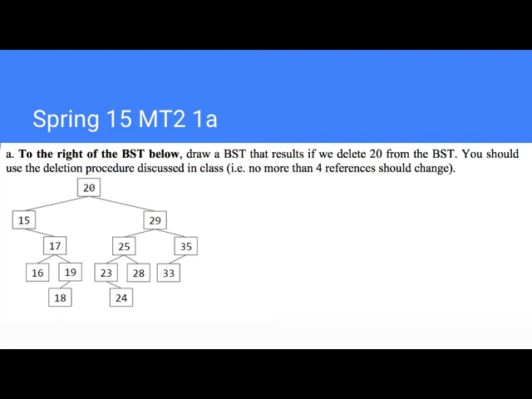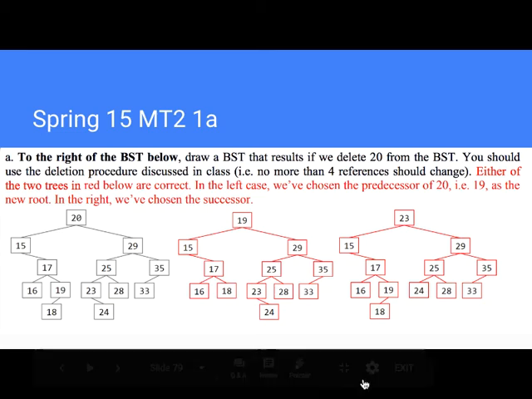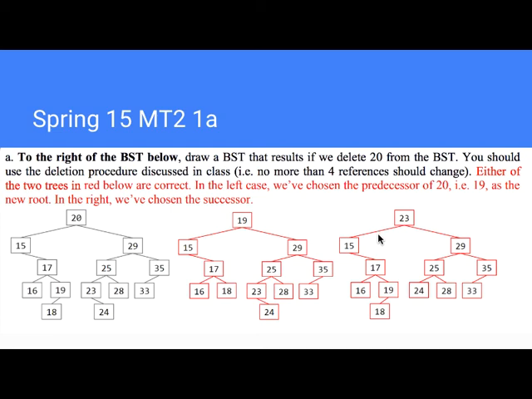Cool, so let's go over the solution for this question. There are two possible solutions. One is moving the 19 up, and one is moving the 23 up. To explain a little more about why we chose those two nodes, 19 is the greatest element that is to the left of 20. So if we move that 19 up, we don't have to change anything on this side. We also don't have to change anything to the right because everything to the right must be greater than anything that was to the left. Question?